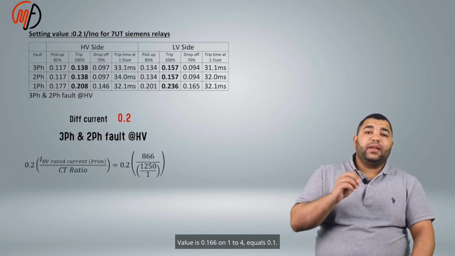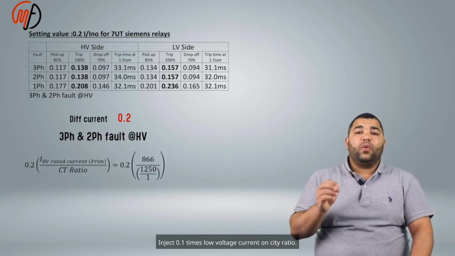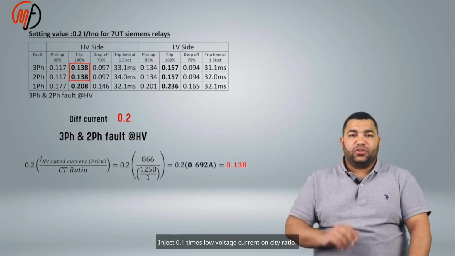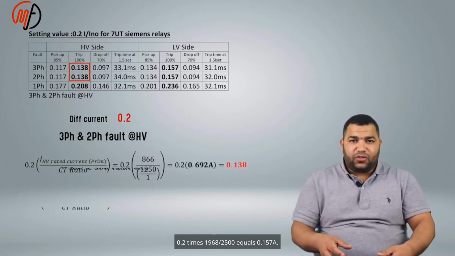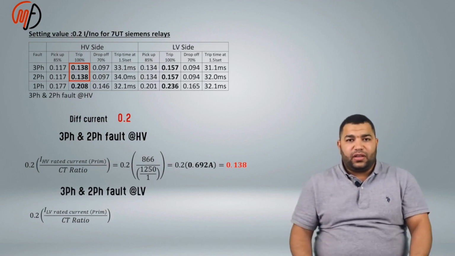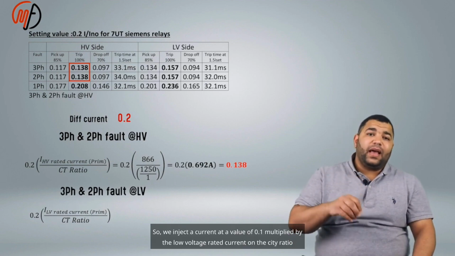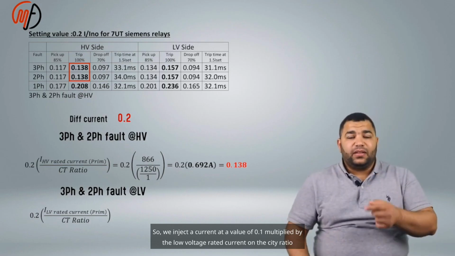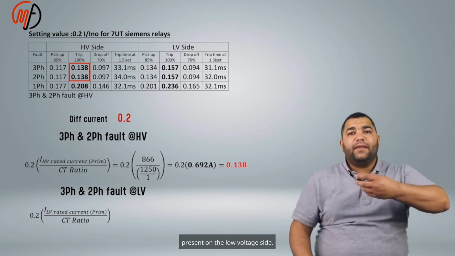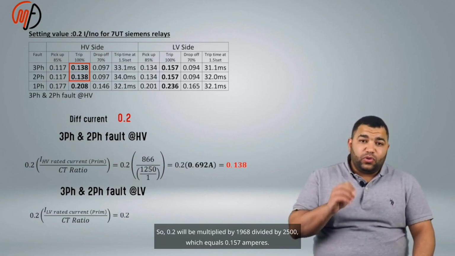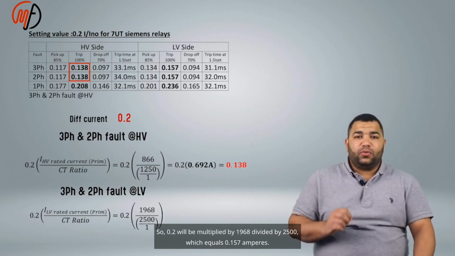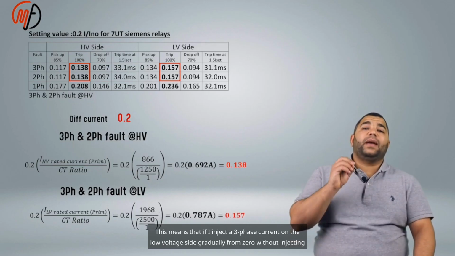Value is 0.166 on 1 to 4 equals 0.1. Inject 0.1 times low voltage current on the ICT ratio. 0.2 times 1968 divided by 2500 equals 0.157A. Inject 3-phase current on low voltage. So, we inject a current at a value of 0.1 multiplied by the low voltage rated current on the ICT ratio present on the low voltage side. So, 0.2 will be multiplied by 1968 divided by 2500, which equals 0.157 amperes.